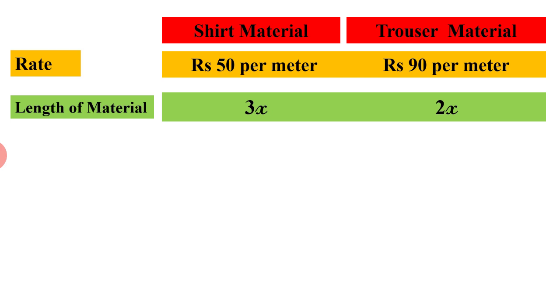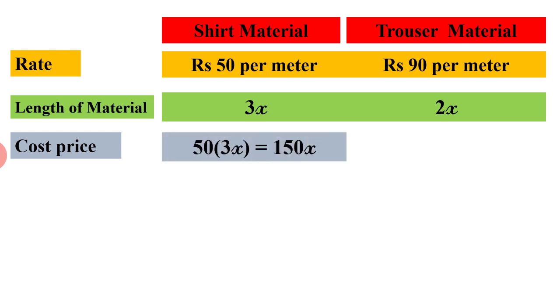Now can you find out the cost price of shirt material? If he is purchasing 2 meters of shirt material, he will pay 100 rupees. So if he is purchasing 3x meters of shirt material, how much amount would he have paid? What is the cost price? The cost price will be 50 into 3x. What is 50? 50 is the rate per meter. So 50 into 3x is 150x.